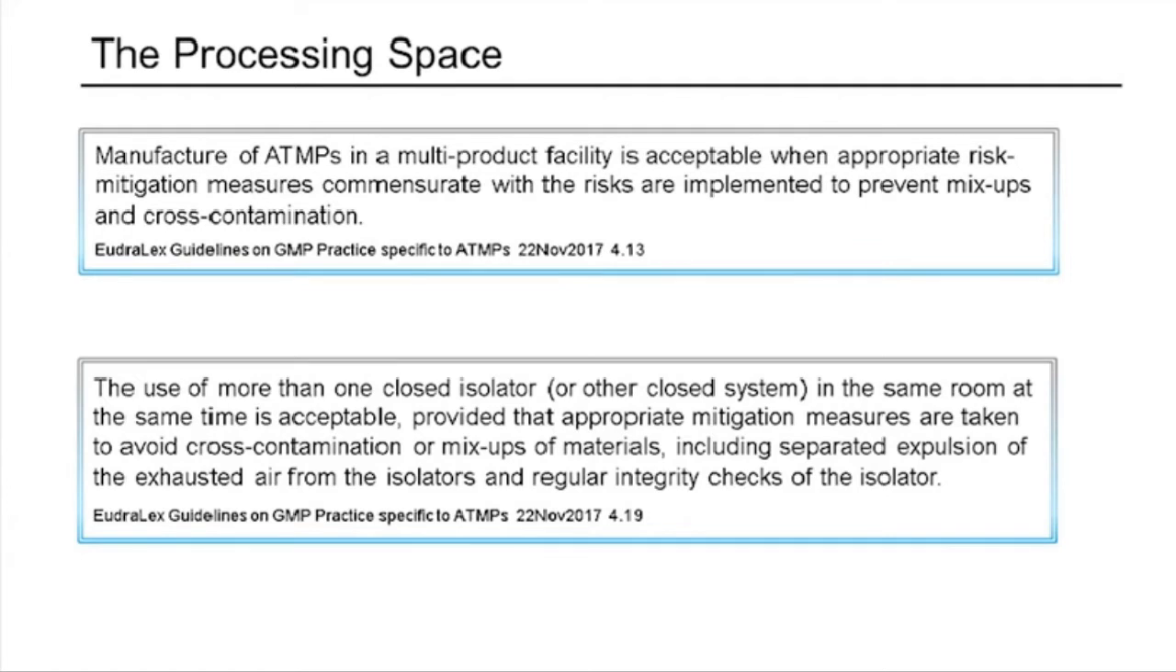So that's laying the foundation that multi-product production is okay given that you are doing risk mitigation that's appropriate, which doesn't say much, but we'll get into more details as we continue through here. And then the second quote, the use of more than one closed isolator or other closed system in the same room at the same time is acceptable, provided that appropriate mitigation measures are taken to avoid cross-contamination or mix-up of materials.